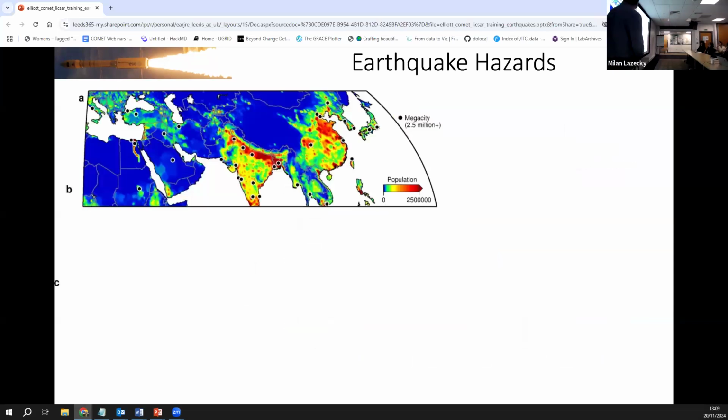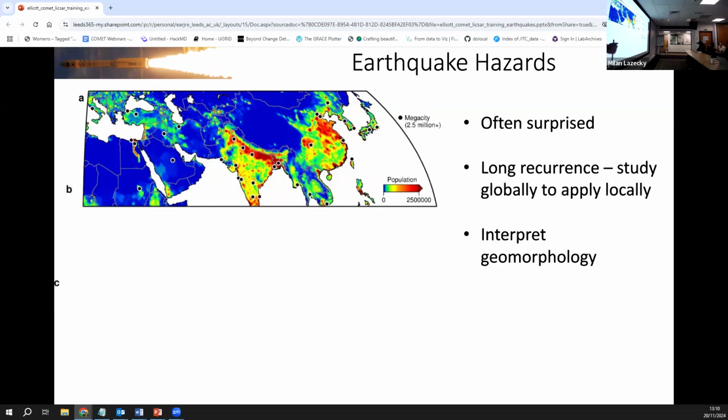So if we then look at earthquake hazards, this is the exposure to start with, which we ultimately would need to look at the risk. This is where people live, like the Ganges, northern India. Mega cities where you've got over 2.5 million people concentrated densely in urban areas, probably in concrete, poorly reinforced structures. And we're often surprised by where these earthquakes on the continents intersect these human populations. And as I said, it's the long recurrence that makes it hard to understand any individual faults that may be in the system. And we have to look at understanding the global problem to apply our knowledge more locally.